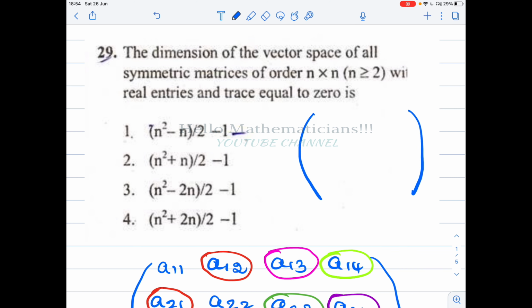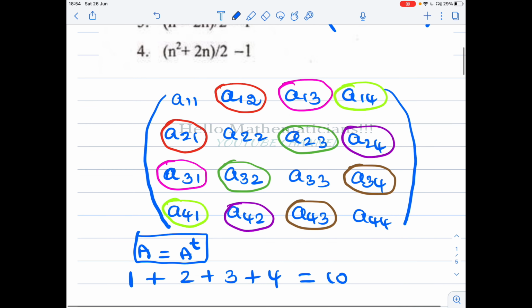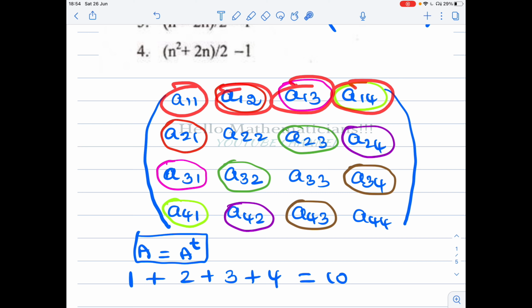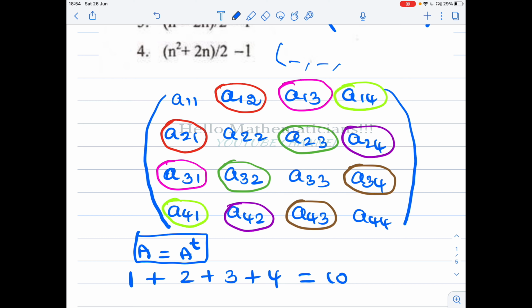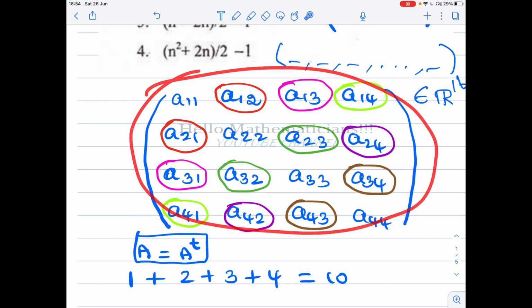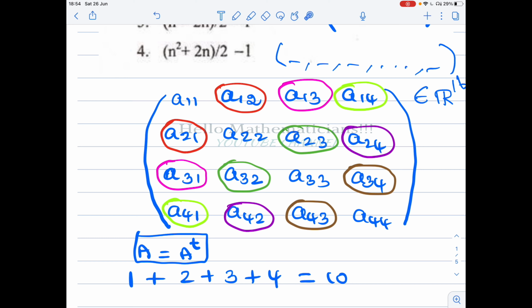If it is a 4 by 4 matrix, how many entries will it have? It will have 16 entries. These 16 entries you can think of as a 16-tuple. So basically this can be thought of as a vector in R^16. So the set of all 4 by 4 real matrices has dimension 16.